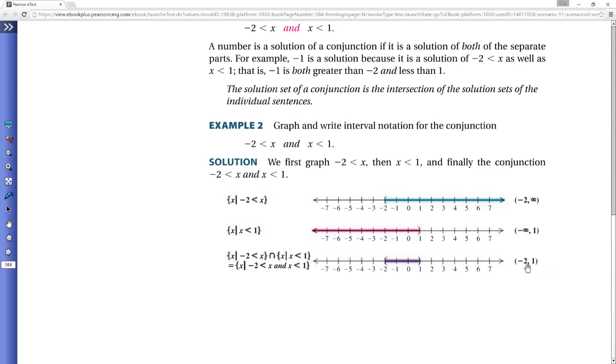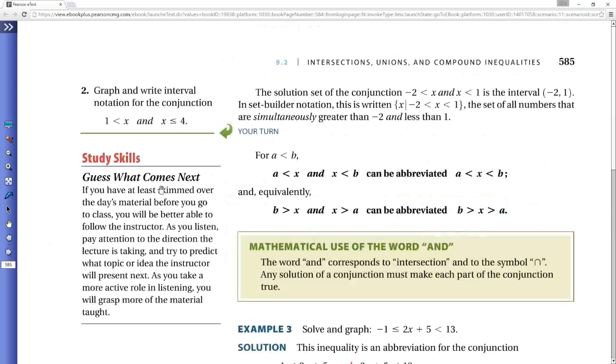Here's that interval notation. Probably the part I don't like about interval notation, it looks like an ordered pair. Okay, so make sure you understand what kind of problem we're working on when you use that kind of notation. So they talk about this.